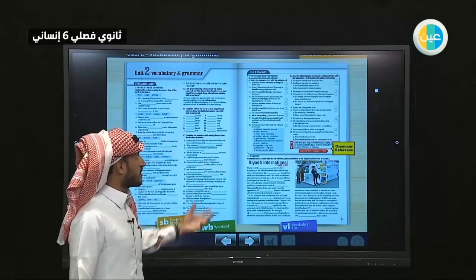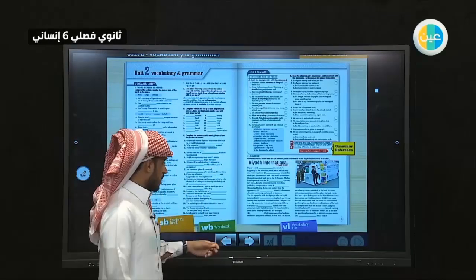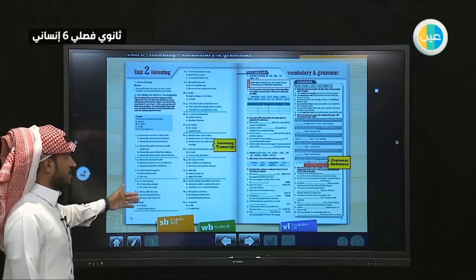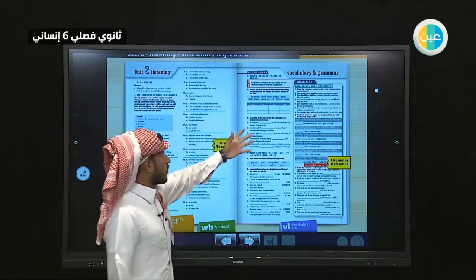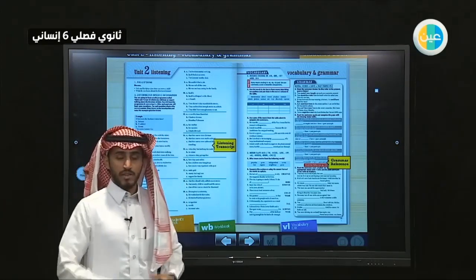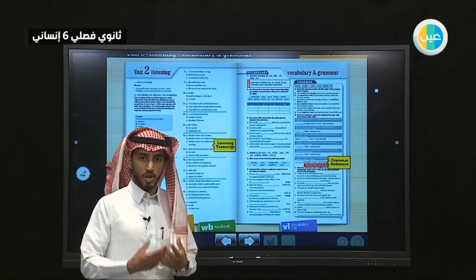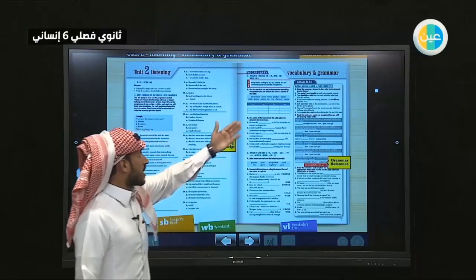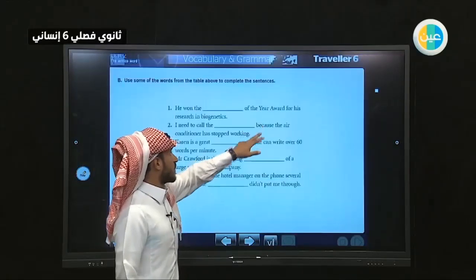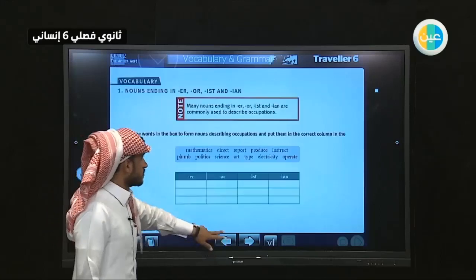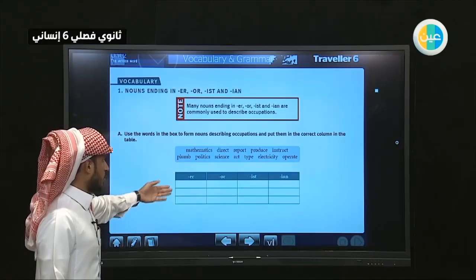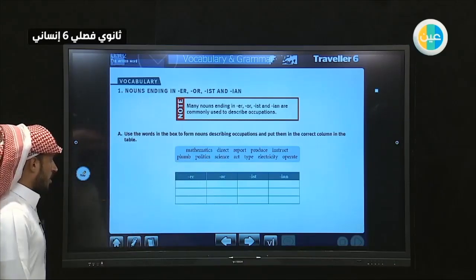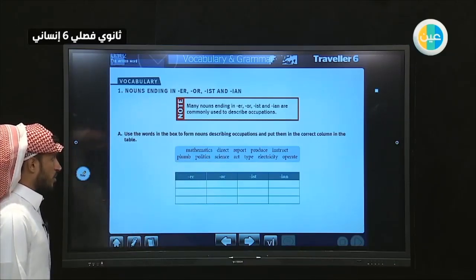It was about the infinitive and adding the ing. After that, there was a listening lesson, then a vocabulary where we learned how to say the right name of an occupation by adding suffixes like er, or, ist, and ian. Let's take, for example, in this table we have mathematics, direct, report, produce, instruct, plumb, politics, science, art, type, electricity, and operate.